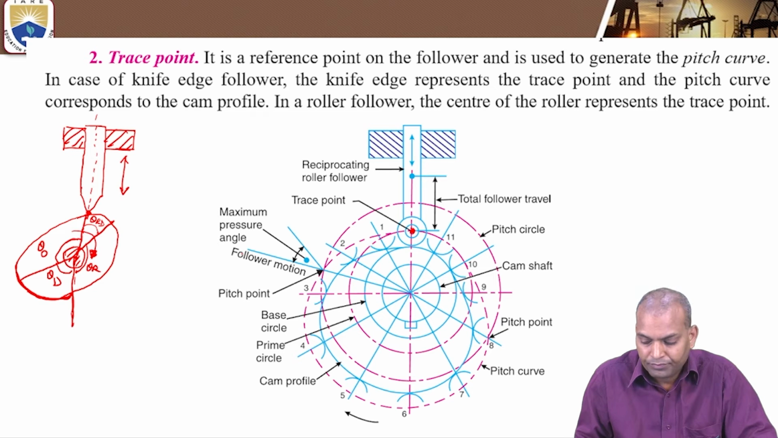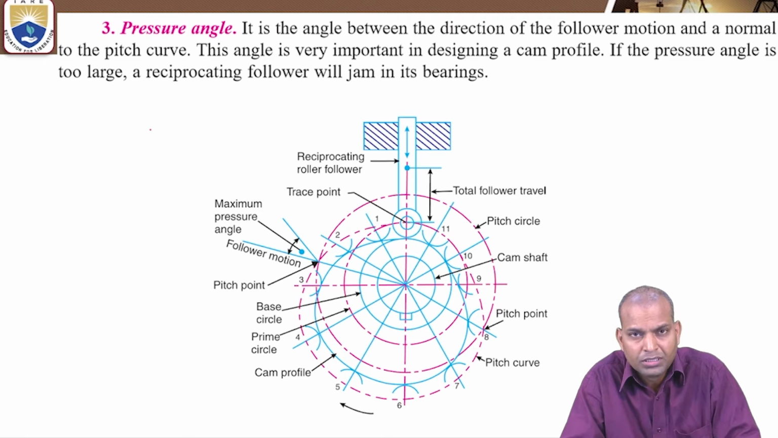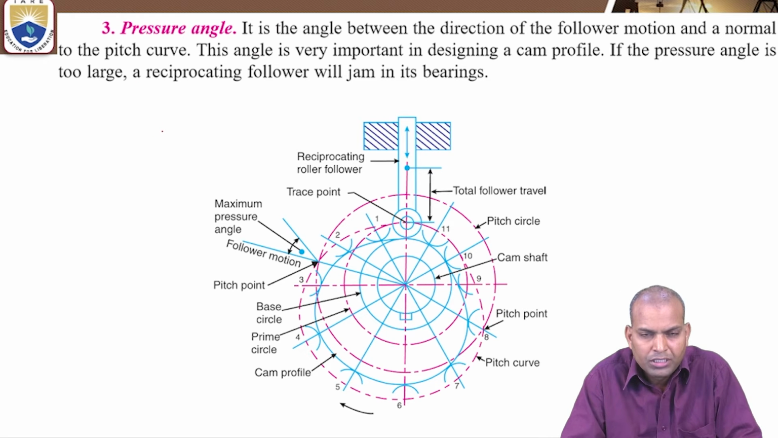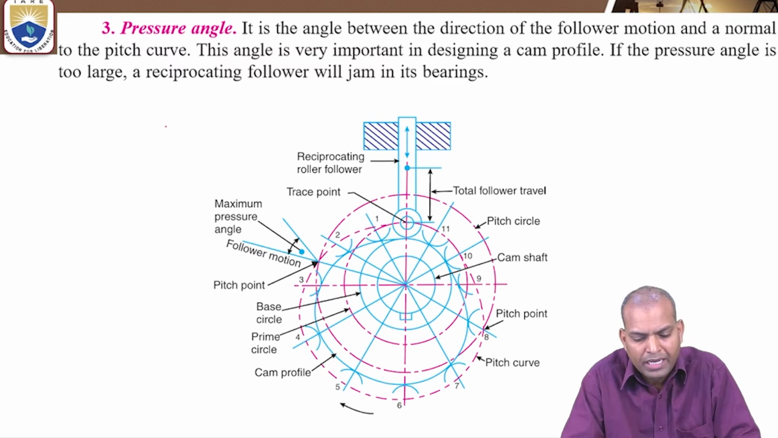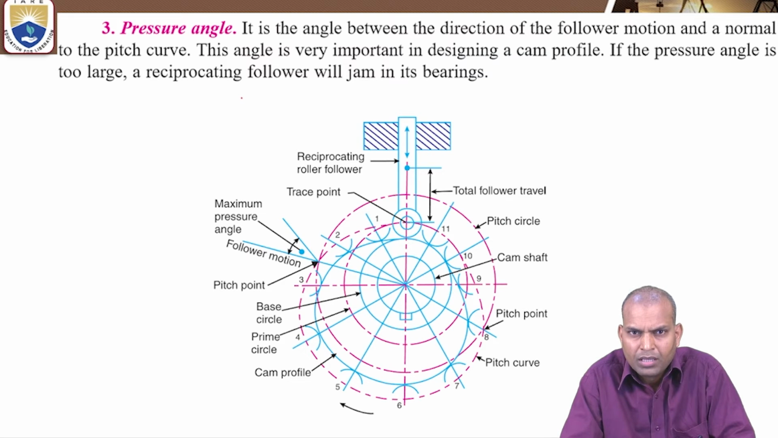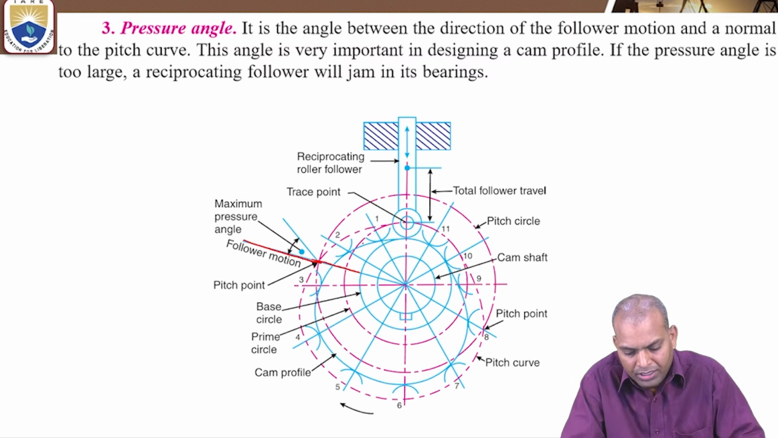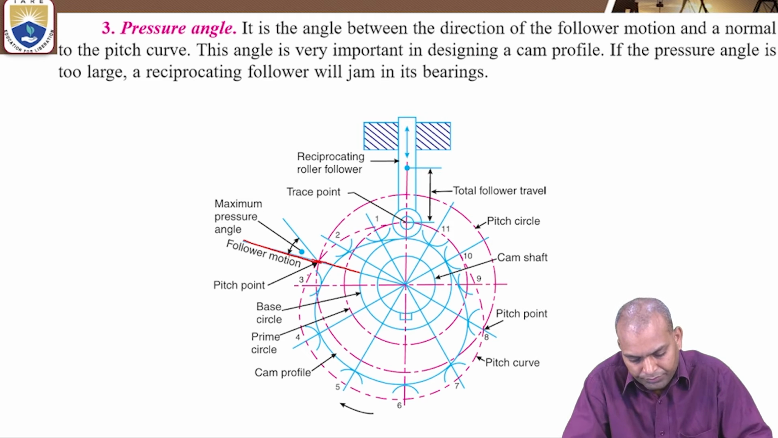The third definition, the third important term, is the pressure angle. What is the pressure angle? It is the angle between the direction of the follower motion and a normal to the pitch curve. So, this is the direction of the follower motion, and there is a curve here. Is this the pitch curve?